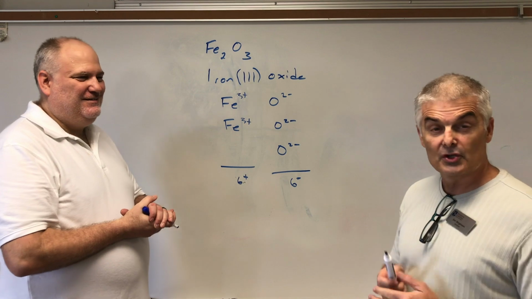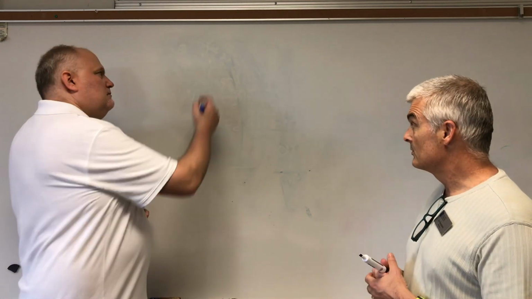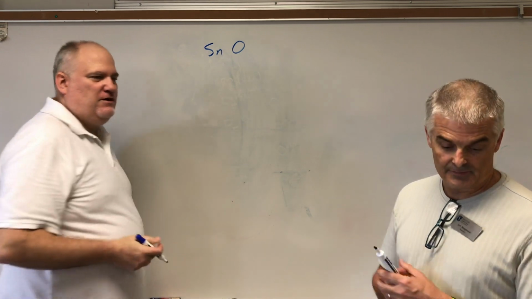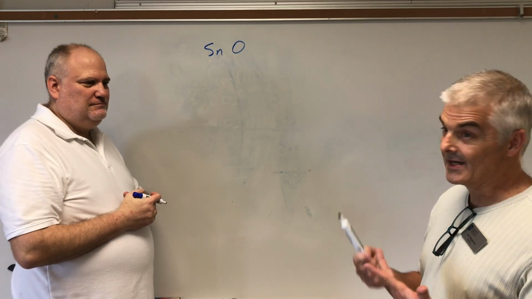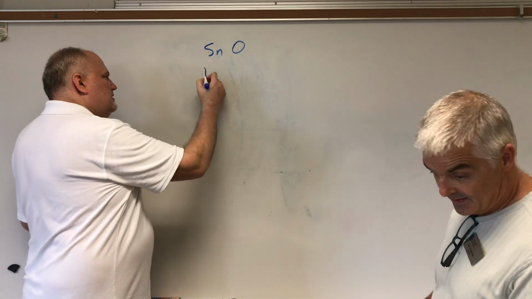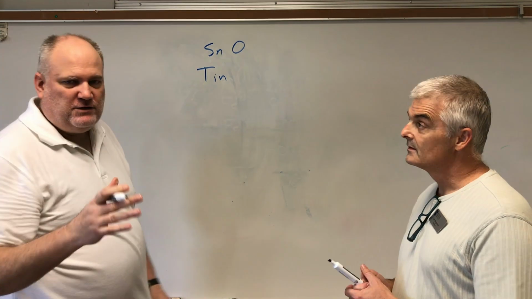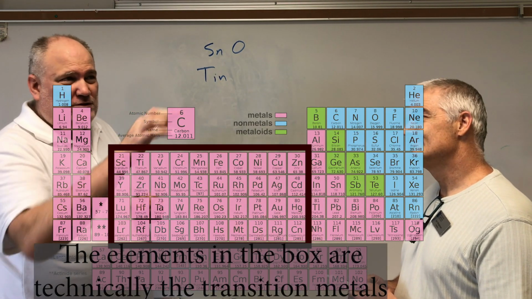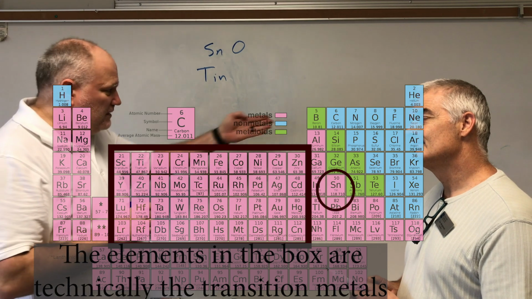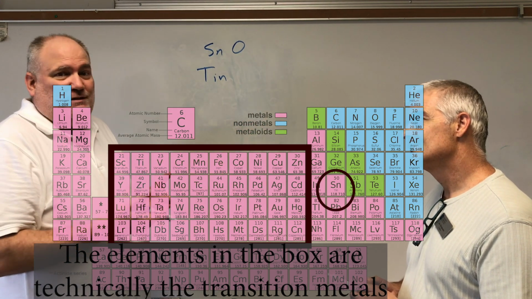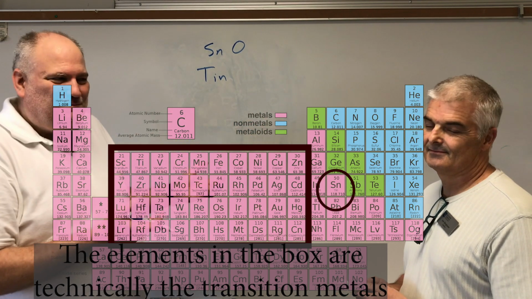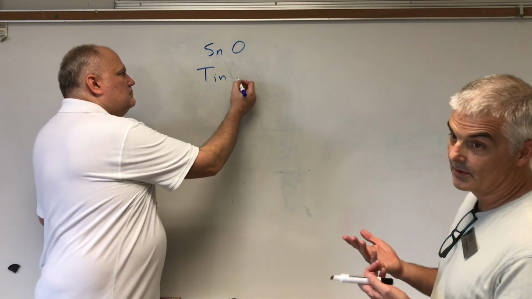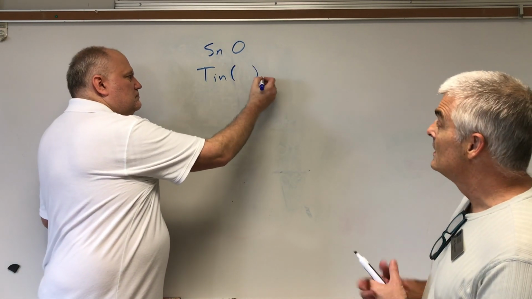Okay, we're going to do one more example. Let's go with SnO. So Sn, of course, name the cation is tin. By the way, can I jump in here? Because we've been saying over and over again the transition metals, the ones in the middle. But I want to point out that we have tin and lead, if you take a look on the periodic table here, that are not part of the transition metals, but they have Roman numerals.